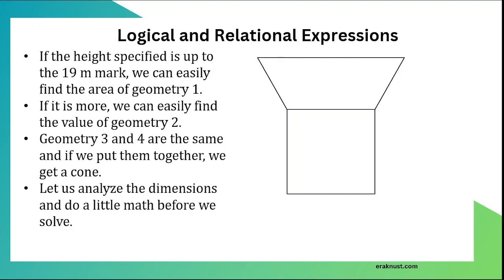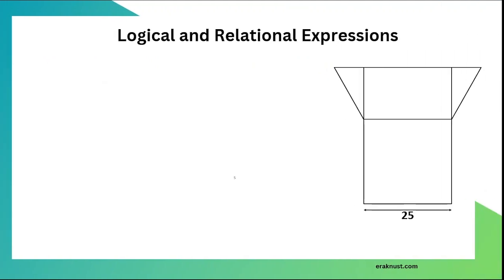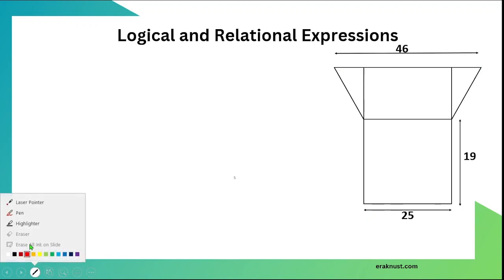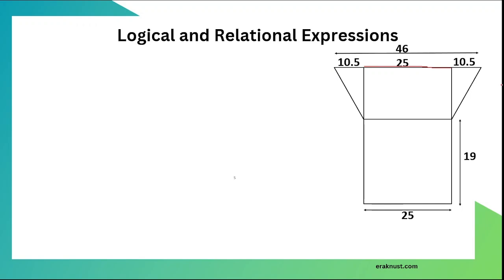So let's analyze the various dimensions we have, and then we'll get into it. This was the base diameter we had. It was 25 meters. We had a height up to that point to be 19 meters. So all the distances here are in meters. And then at the very top, the diameter was 46 meters. So now if the base here is 25, then what it means is that this portion as well should also be 25. So we can get the excess. So 46 minus 25 will give us 21.